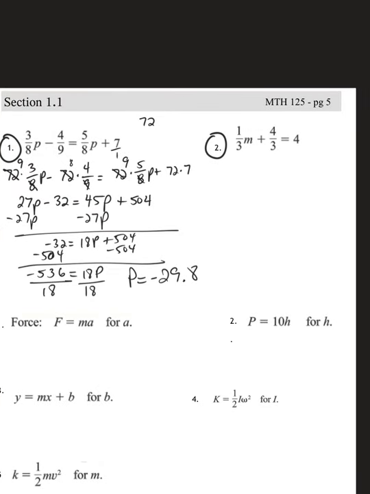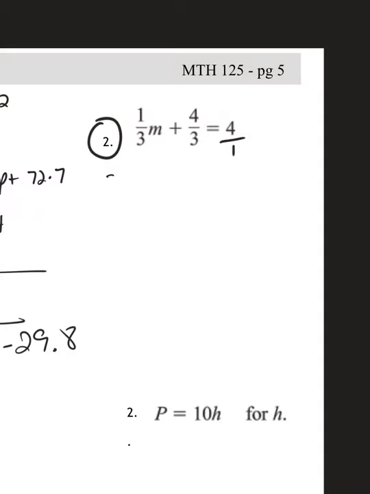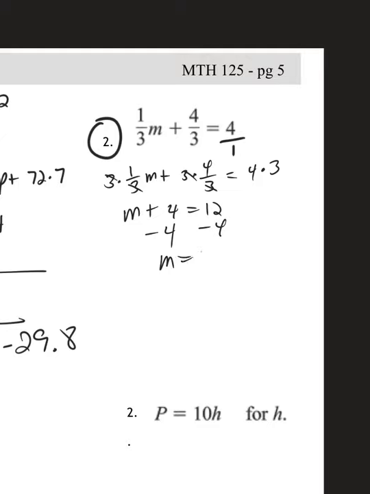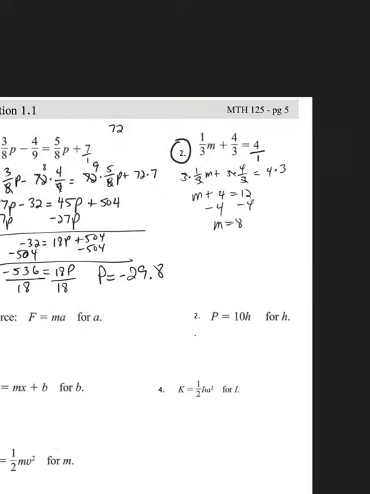Let's look at the second example. If I'm looking again, this one is easier than the first one. My common denominator, my least common multiple, is going to be 3. So I'm going to multiply each piece by 3. This will give me m plus 4 equals 12. I subtract 4 from both sides. m is equal to 8. That one was a little nicer.